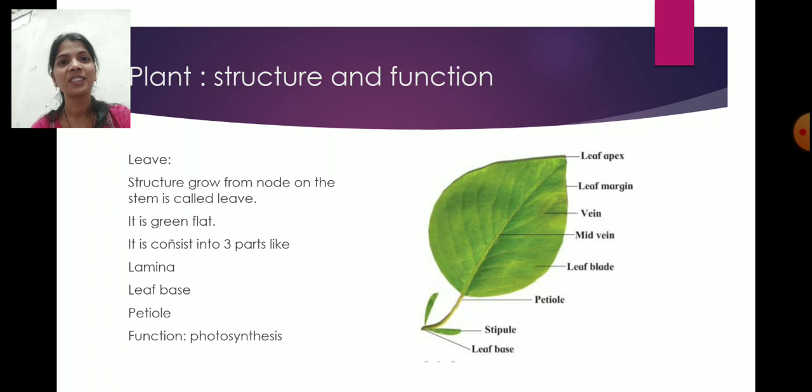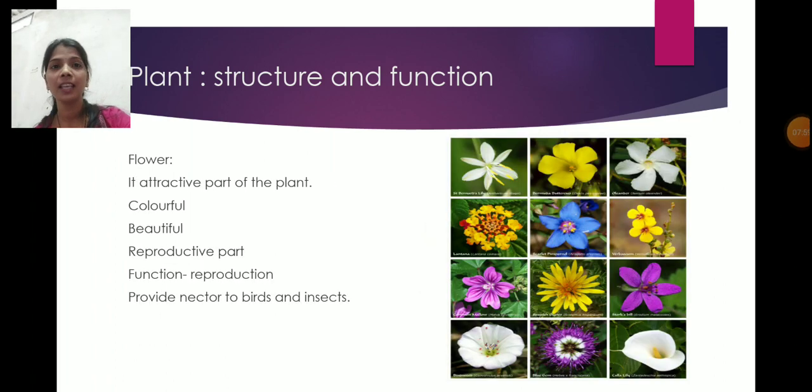Now the next part of the plant is the flower. It is the most attractive part of the plant, it is colorful and very beautiful. It is the reproductive part of the plant. If we talk about the function, a flower performs the function of reproduction, and it also provides nectar to birds and insects.